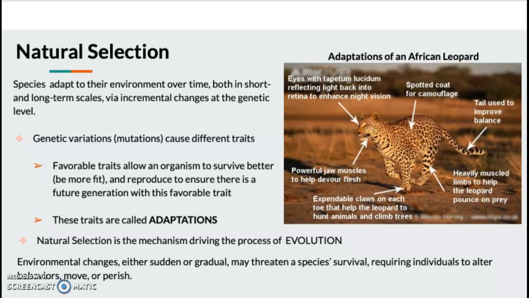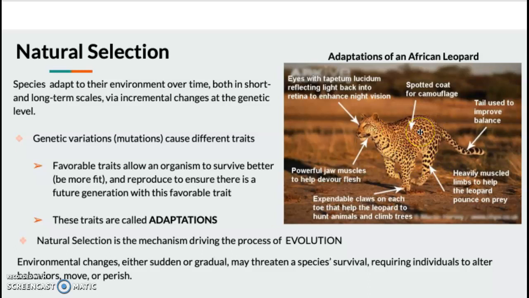Environmental changes could either be sudden or gradual. A sudden change could be some sort of volcanic eruption that could quickly change the environment, or something more gradual like human-caused climate change. They can both threaten species survival, which would require those species to either alter their behavior, move, or their species may die out.